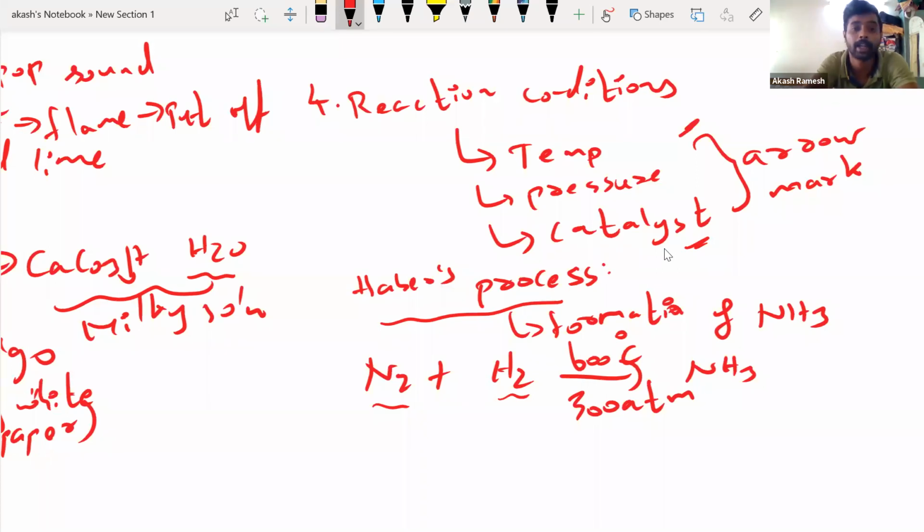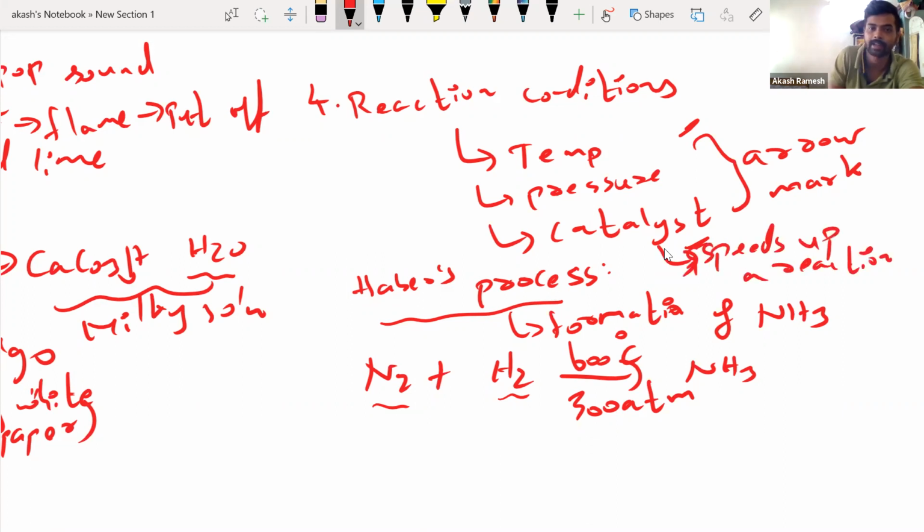Even though you supply high temperature, high pressure, the reaction won't happen efficiently. Okay. So to make it efficient, to make it faster, we go for certain other chemicals, and that is what is called a catalyst. Okay. So I can mention it here. Catalyst speeds up a reaction, right? Catalyst speeds up the reaction.